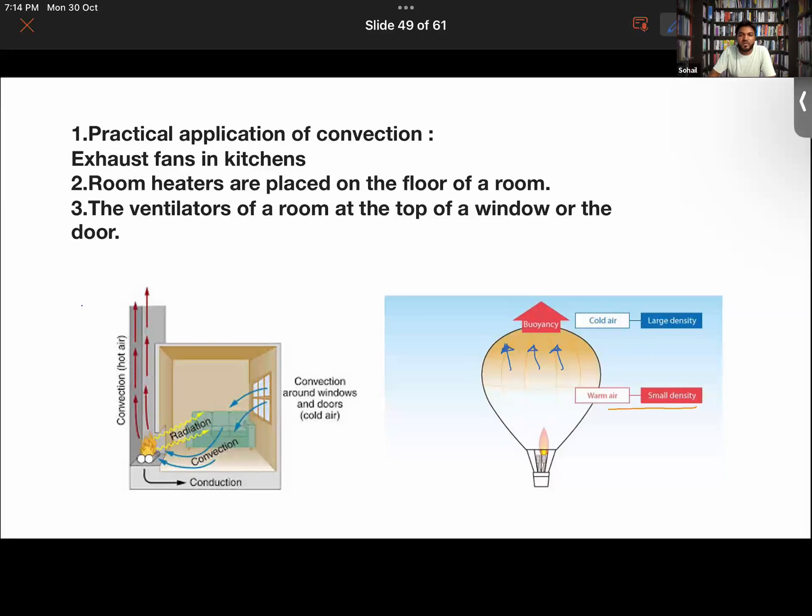So where should we place the room heaters? Shall we place it close to the ceiling, or shall we place it in the corner of the room? Yes, corner of the room, I think. Yes, sir. Basically, what will happen, guys? We know that heat that travels in a gaseous medium or in a liquid medium travels due to the process of convection. And in the case of convection, what will basically happen? The hot air will rise up.